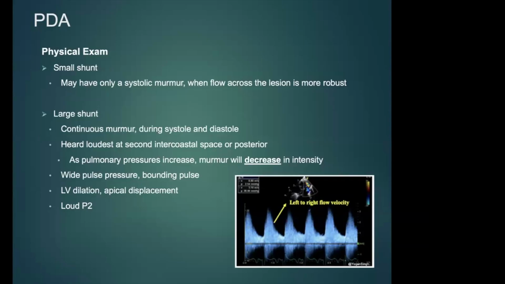So you get equalization of your aortic and your pulmonary pressures because of left ventricular remodeling and development of pulmonary hypertension. And so your murmur actually starts to disappear, as well as your findings start to disappear as the shunt becomes more progressive. You'll get other signs such as LV dilatation, displaced apical pulse, as well as loud P2, which are all essentially sequelae of adverse remodeling and development of pulmonary hypertension.